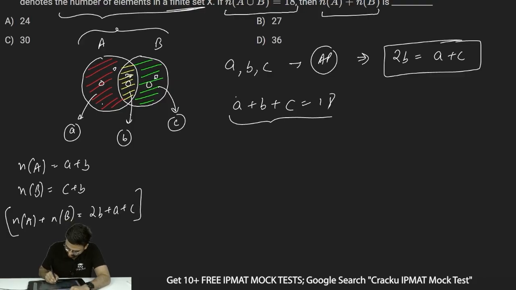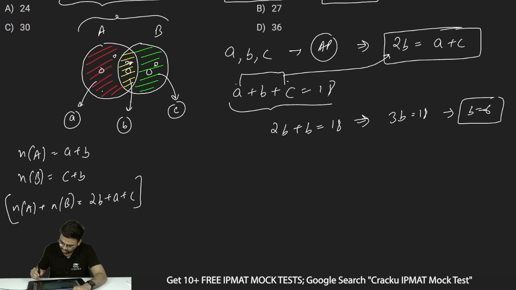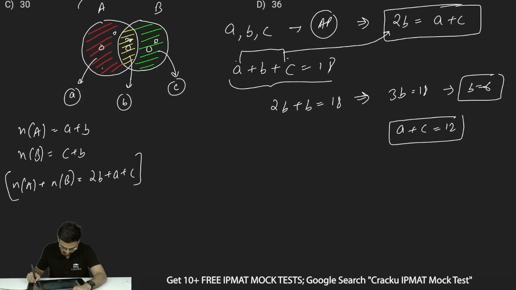Instead of A plus C, I'll substitute 2B. So I can write 2B plus B is equal to 18, or 3B is equal to 18, or B is equal to 6. Now if B is equal to 6, A plus C will be equal to 12, because A plus C is twice of B.